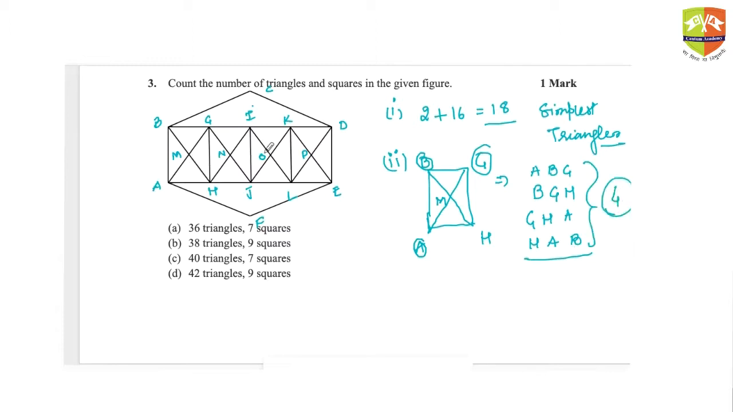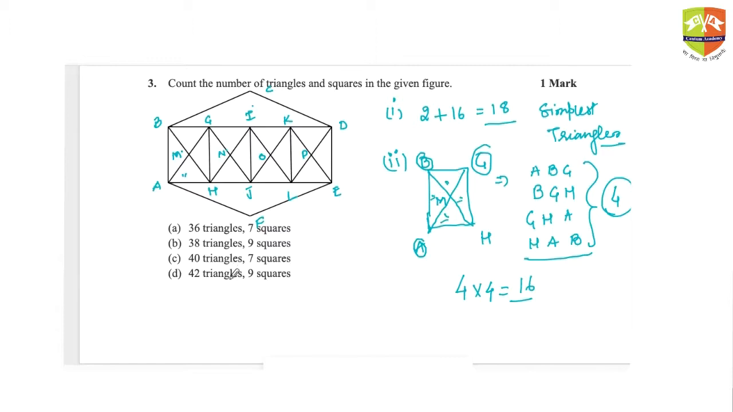And I have four such squares. This is square number one, then two, then, or rectangle number one, two, three, four. In the first rectangle, I got four different triangles like this. If I have four different rectangles, 4 into 4, 16 I'll get. So 18 simplest triangles I got. 16 I got with the help of two components. Two components means 1 plus 2, two components added. So I'm adding this component and this component.